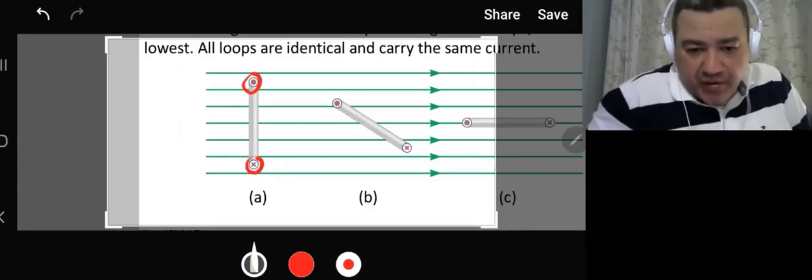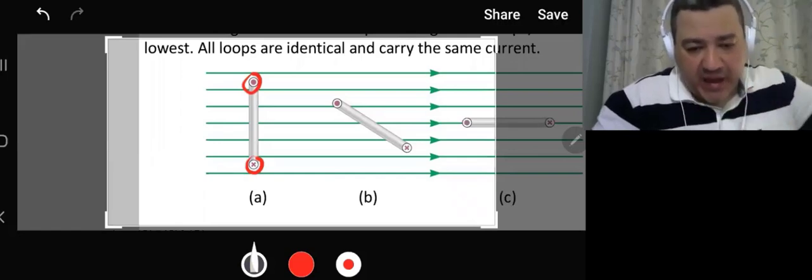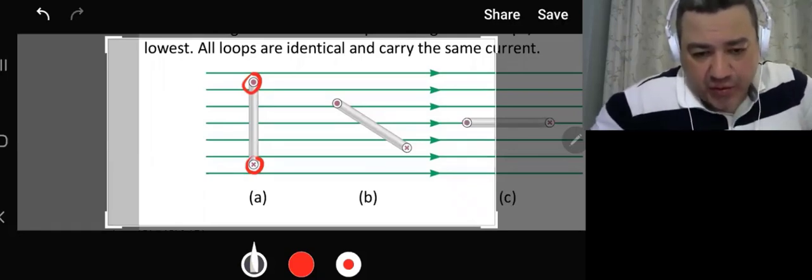Yes, the perpendicular one has the highest torque. Yes, that's the strongest. That's correct.